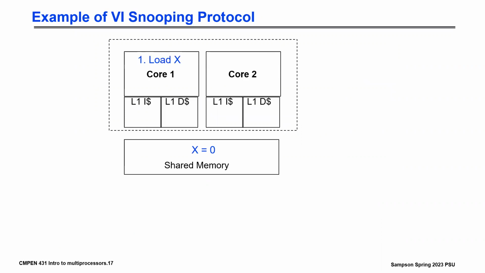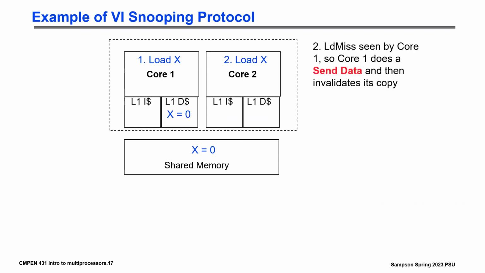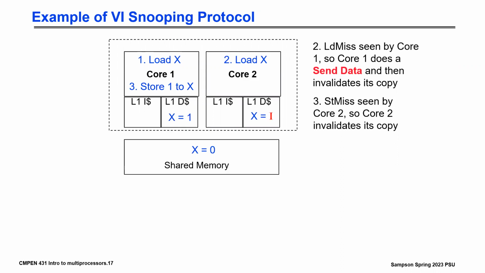Watch it pictorially, right? Load X, got a copy from memory, X is 0. Load X. This is a load miss. The load miss is seen on the bus. So we're going to invalidate that, right? And get our own copies sent across the bus. I stored X. I don't have a valid copy of X. So I'm going to invalidate this copy, get the 0, then write 1 to it.